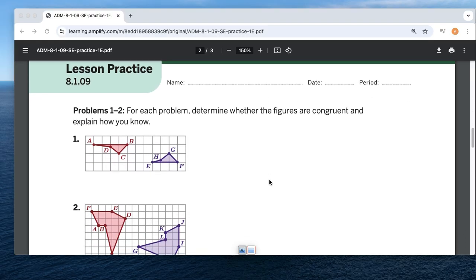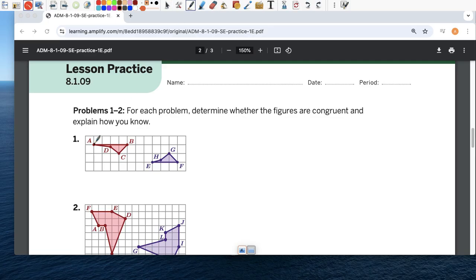Lesson practice. Determine whether the figures are congruent and explain how you know. Are they? Okay, do they even look alike? Okay, they're not congruent because you can see the length here. If you look at the length of AB, which is this guy, is that even close to what EF is? I mean, done. They're not even the same. One is 4 and the other one is 3. So you already know they're not congruent. The corresponding sides are not congruent. They must be the same size.